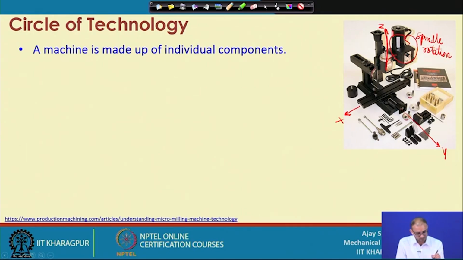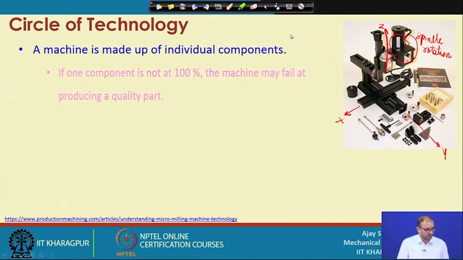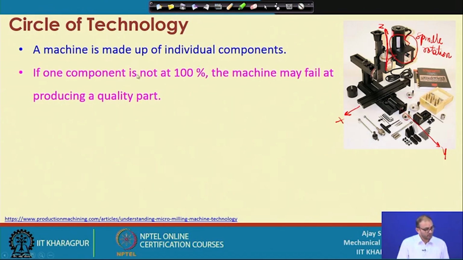Correct. Then for moving this, you have to assemble all the components and then only you can operate the machine. So, it has many different components, and that will create a problem in getting the required result, because these are all joint parts. So, if one component is not at 100%, the machine may fail at producing quality parts. Now, consider that everything is working fine, but the z axis of the spindle is not up to the mark.